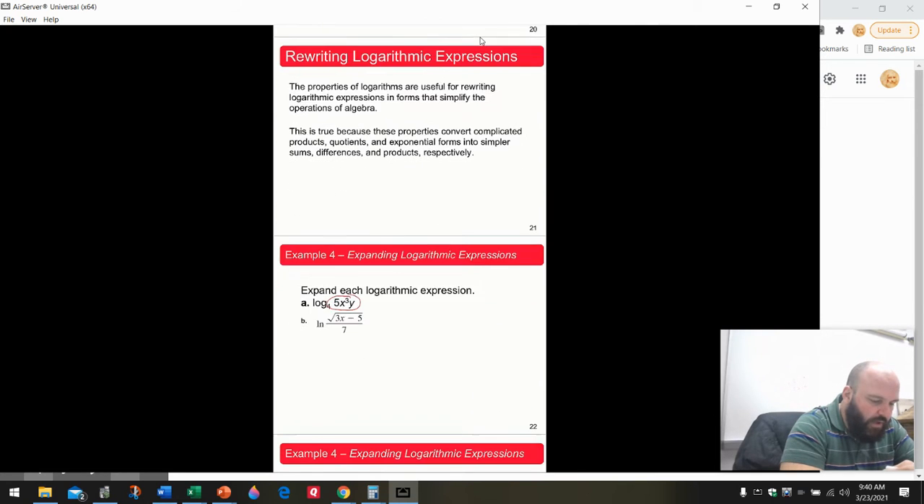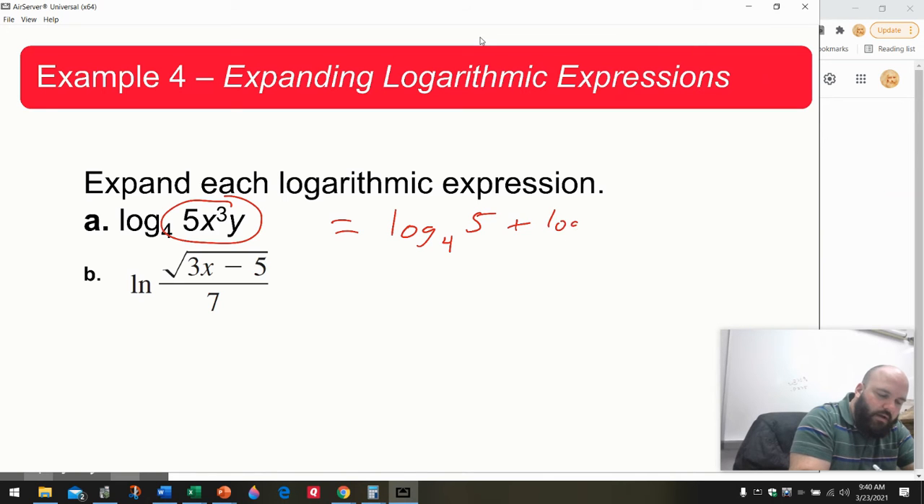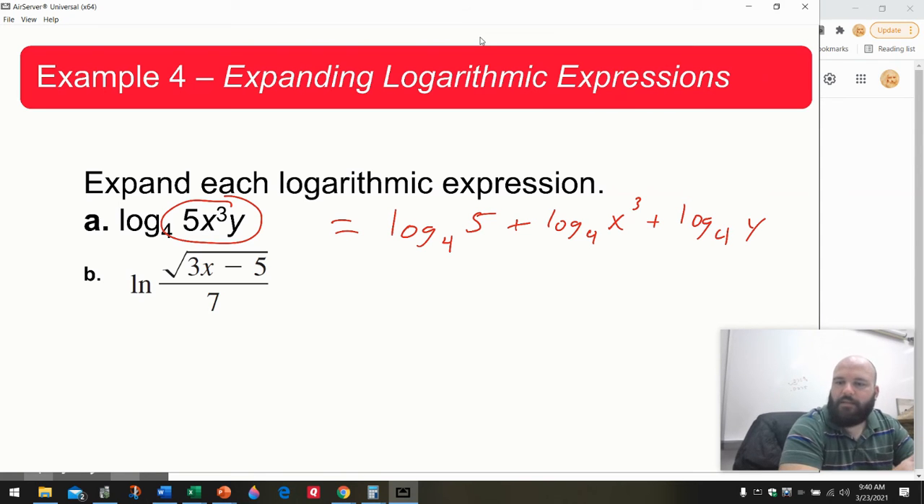So let's take a look. The product that I'm logging right here in this case is 5x to the third y. So I am going to rewrite that as log, and notice we keep the base, so it is log base 4 of 5, and then plus log base 4 of x to the third, and then plus log base 4 of y. And so utilizing that product property, we expanded them out so each part of that product is being logged separately.